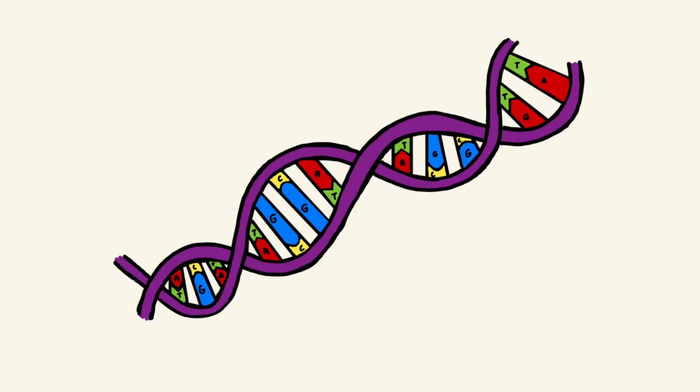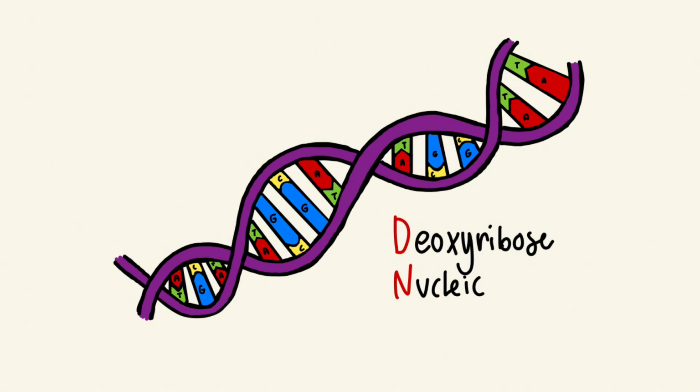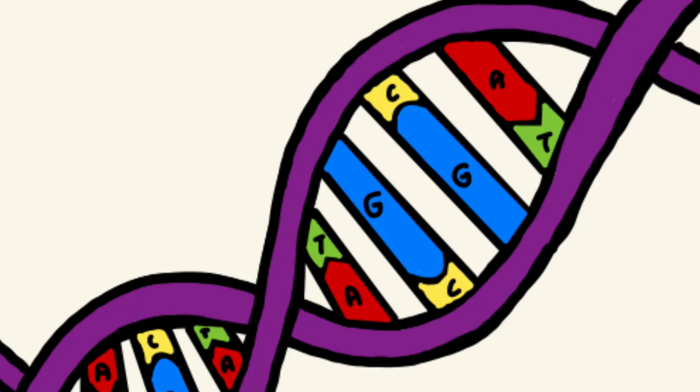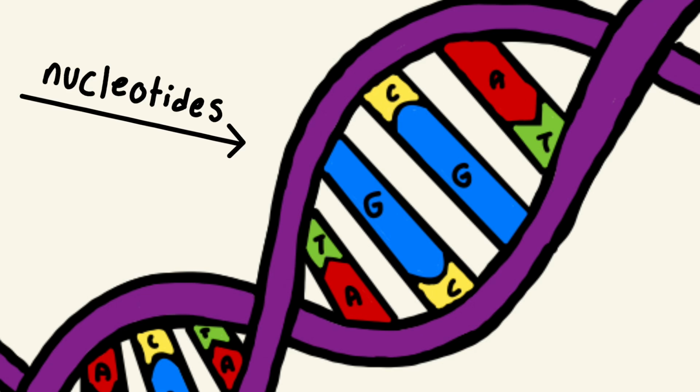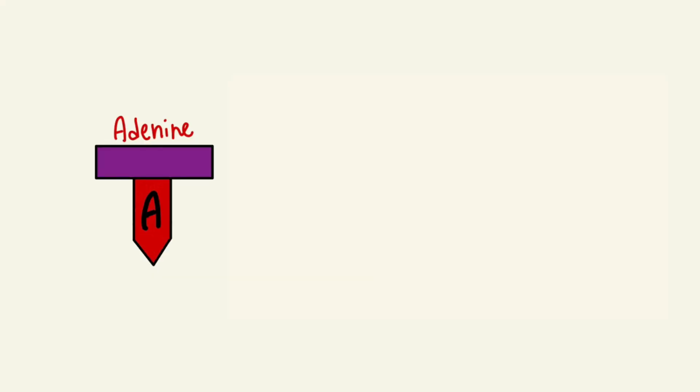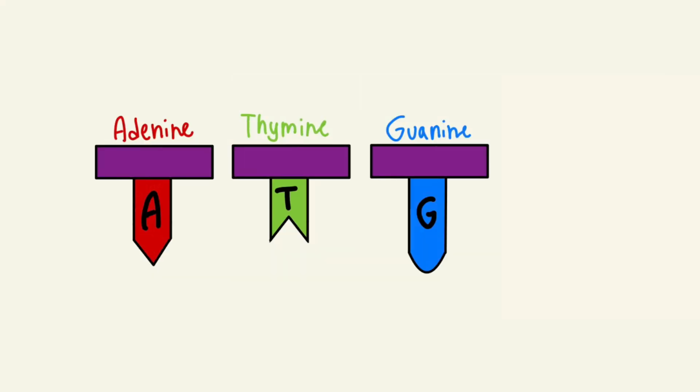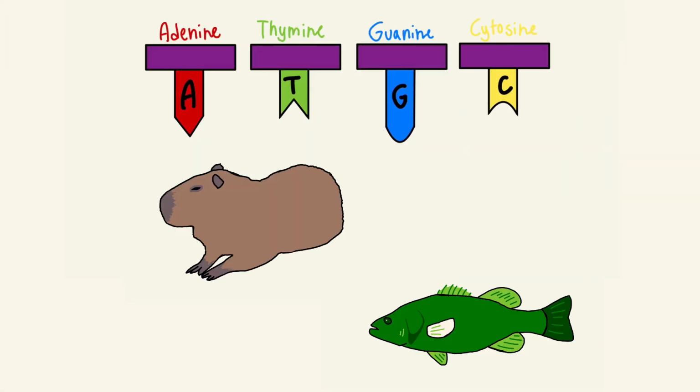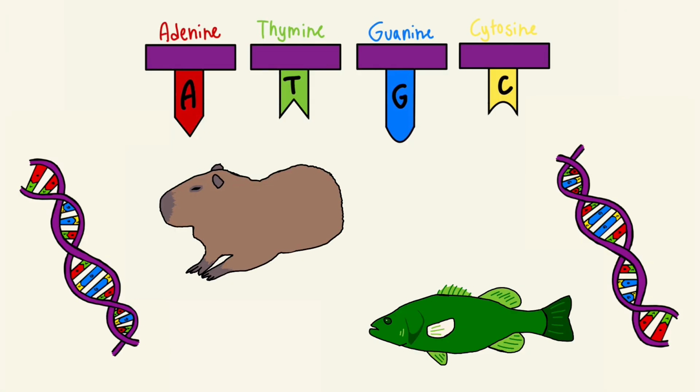Do you ever wonder how scientists can confirm that an organism is a given species beyond its physical appearance? The answer lies within the organism's genetic material, deoxyribonucleic acid, or DNA. DNA is made up of sequences of building blocks known as nucleotides, each with a base of either adenine, thymine, guanine, or cytosine. Each organism has a unique sequence of base pairs.